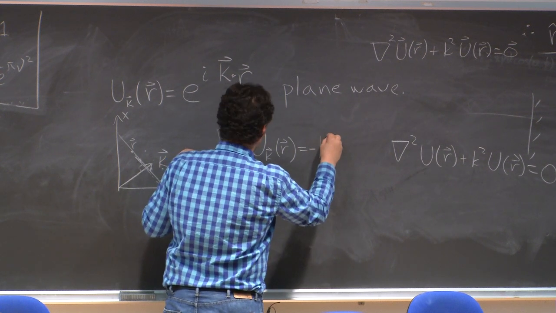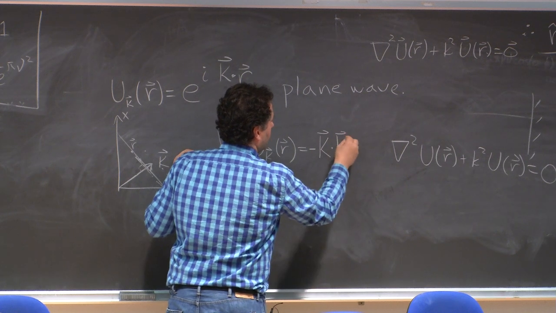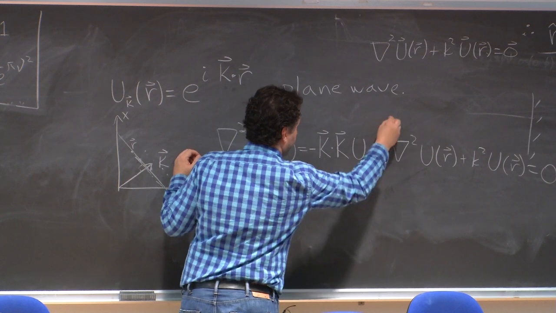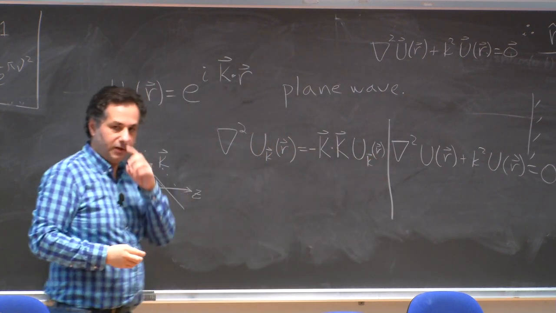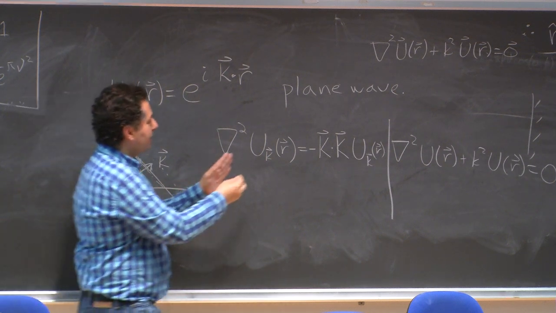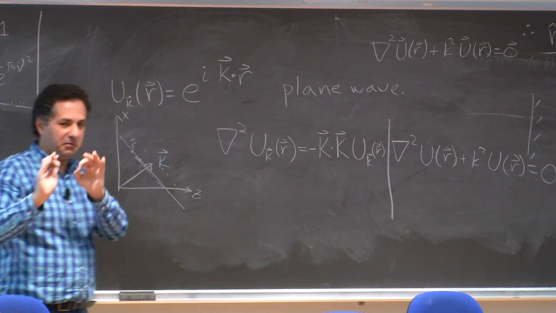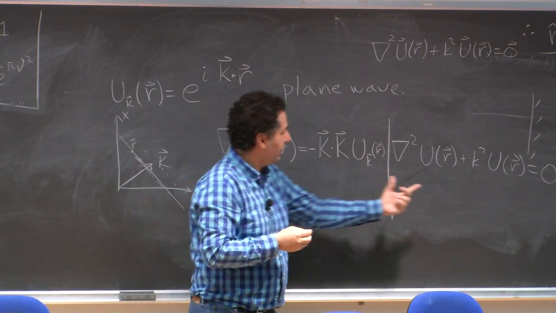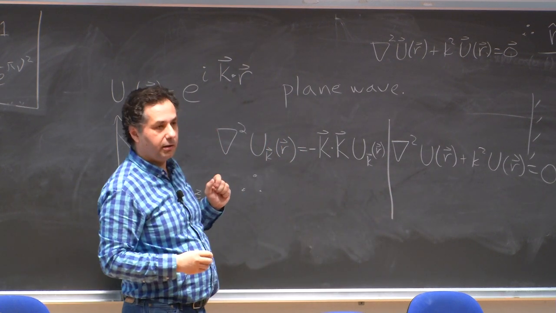So I get minus k dot k times u. I could write this as the magnitude of k squared, but I will not, for a reason that will be obvious soon. So if I substitute this in here, what do I get?